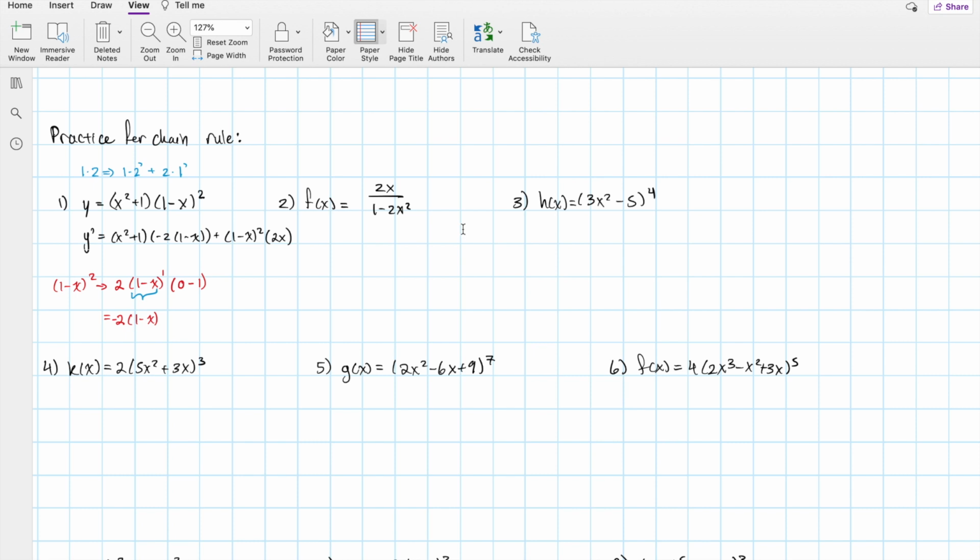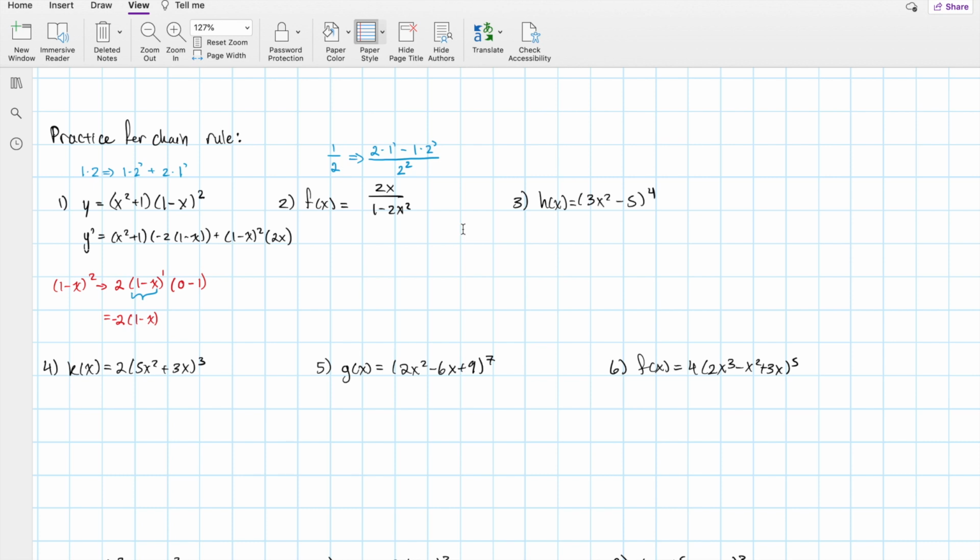So number 2, f of x is equal to 2x over (1 minus 2x squared). So here we have obviously quotient rule, meaning we're dividing something. Again, to remind you using my trick, if we have one thing divided by another, then the derivative of this is going to be the bottom times the derivative of the top minus the top times the derivative of the bottom, all over the bottom squared.